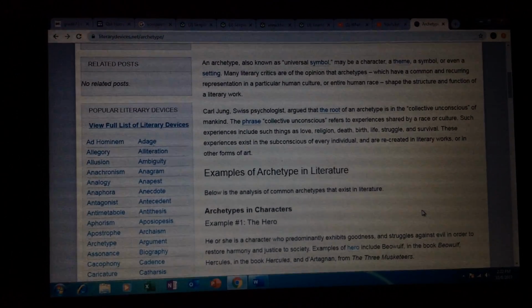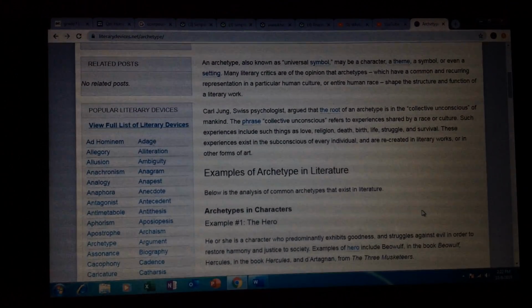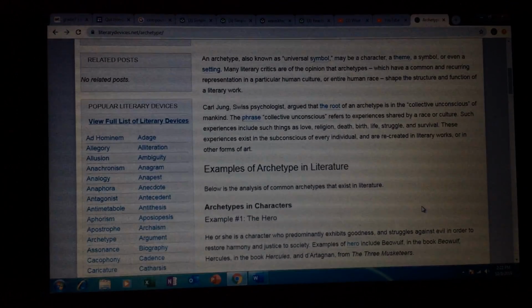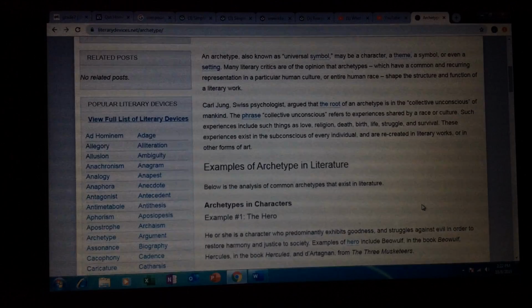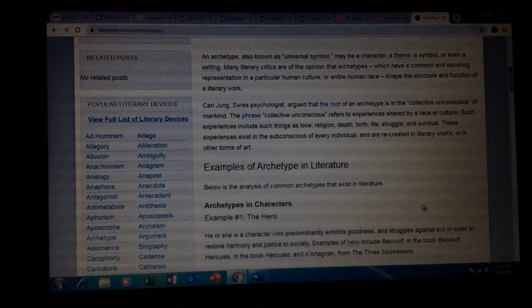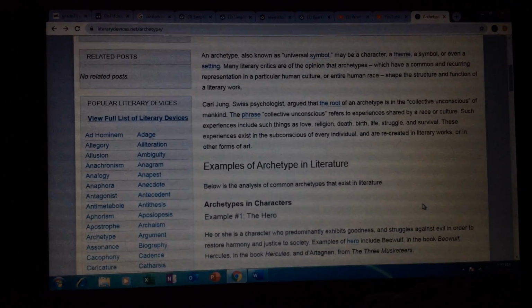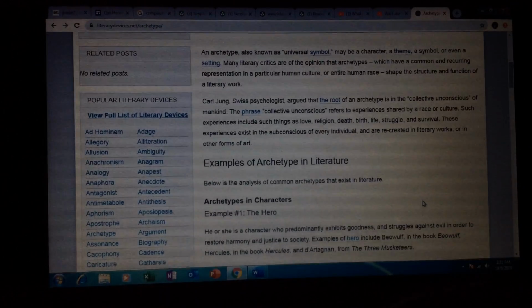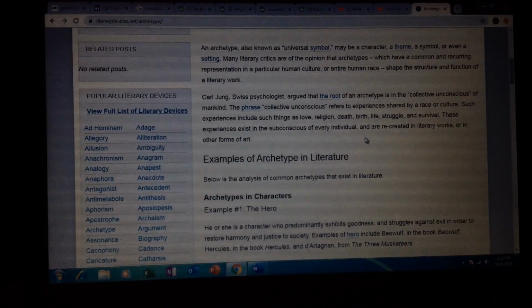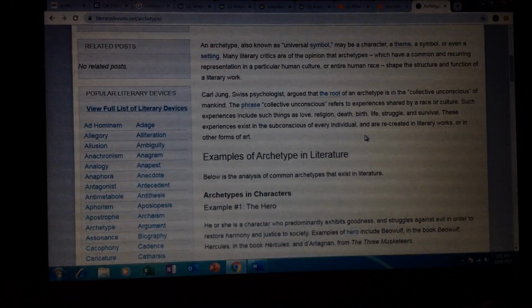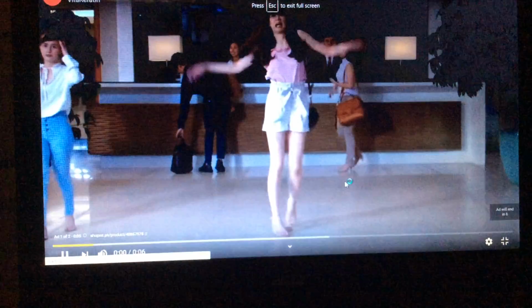The phrase collective unconscious refers to the experience shared by a race or culture. Such experiences include things such as love, religion, death, birth, life, struggle, and survival. So these experiences exist in the subconscious of every individual and are recreated in literary work or in the form of arts. So don't worry, guys, because I have this video here about what is the meaning of archetype.